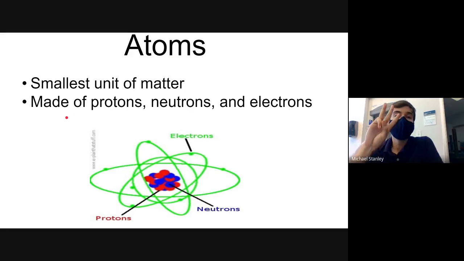So there are three major particles that make up an atom. There are protons, neutrons, and electrons. And today we're going to be talking about what these particles are, where you can find them in the atom, and how you can figure out how many of them an atom has, because each atom has a different number of protons, neutrons, and electrons. And luckily, as long as you have some key information, it's really easy to figure out how many each atom has.